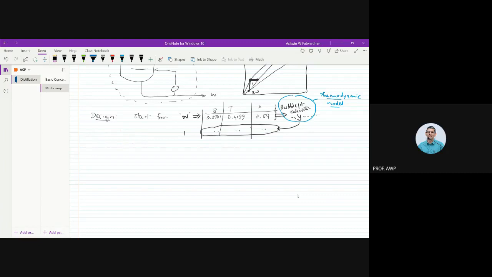The simplest thermodynamic model is that no thermodynamic model is required. And no thermodynamic model is required means ideal solution, which means Raoult's law. Don't you think Raoult's law is applicable here? Don't you think it is okay to apply Raoult's law for benzene, toluene, xylene? Or do you think it is not okay to apply Raoult's law to benzene, toluene, xylene?